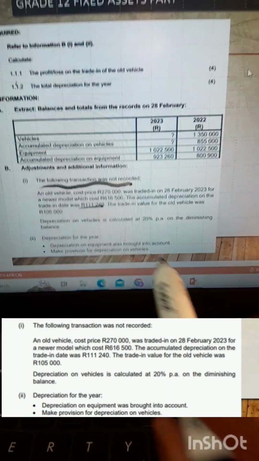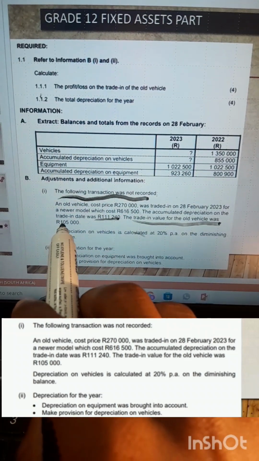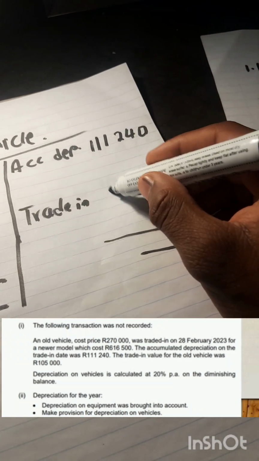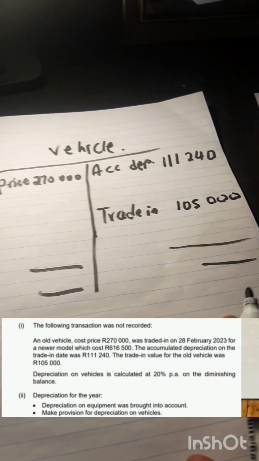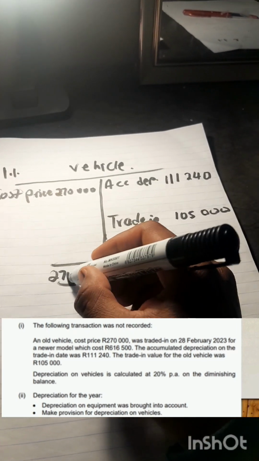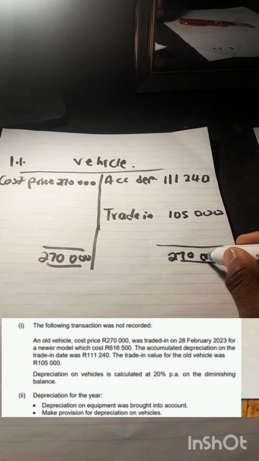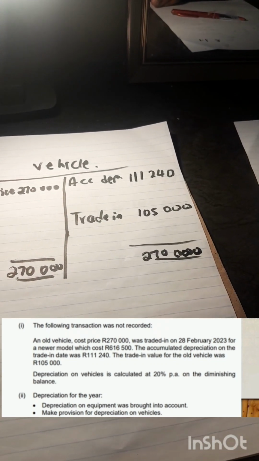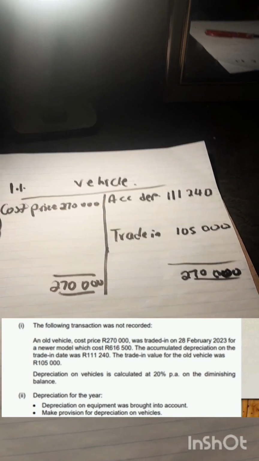Let's read on. The trade-in for the old vehicle was 105,000. Now we have 105,000. So let's close this. Which side is bigger? This one is bigger, you can see it: 270,000. So we have a balancing figure.